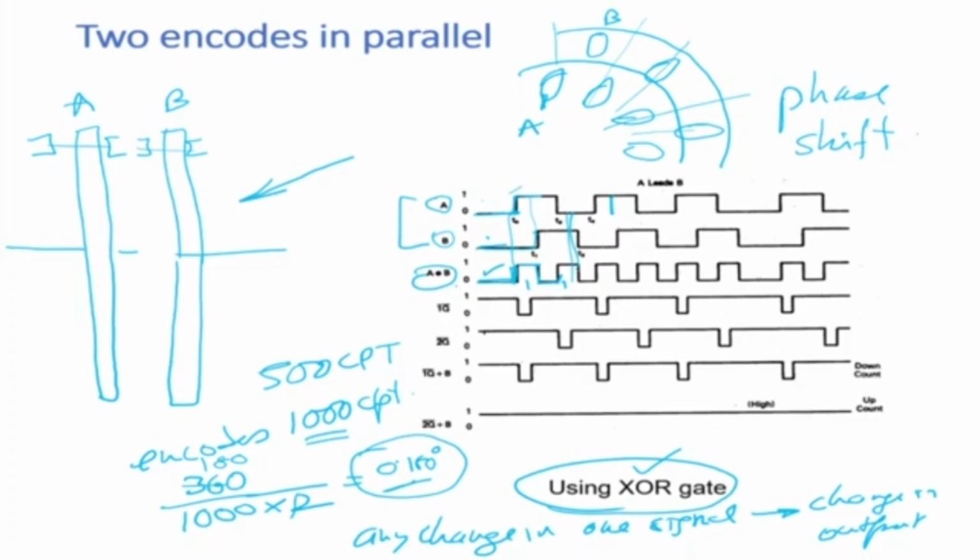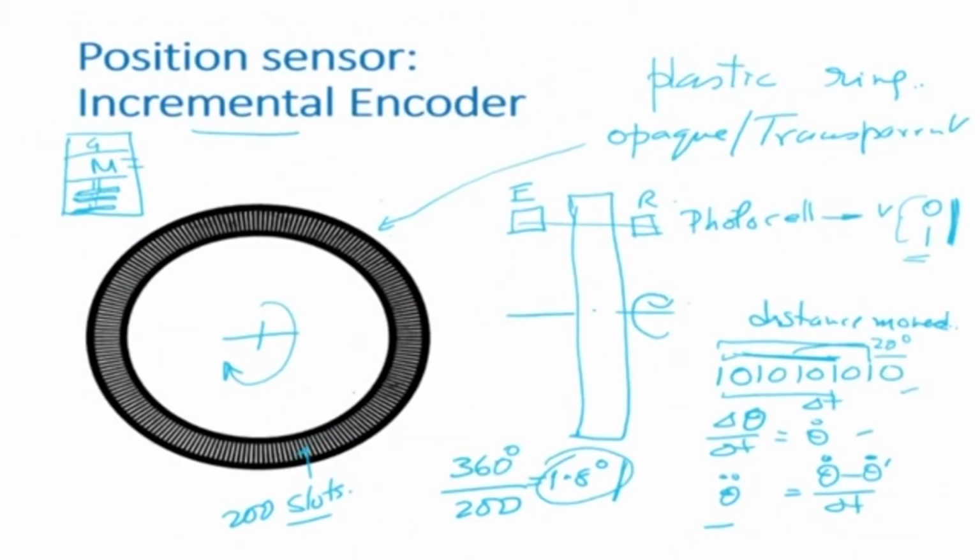Now, an interesting question here is, how do you understand which side the encoder is rotating? Because the signal is going to be the same. Look at this figure. It is always 0, 1, 0, 1, 0, 1, 0, 1. Irrespective of the direction, whether it's clockwise or anti-clockwise, the signal will be the same. So how would you know which direction it is going?